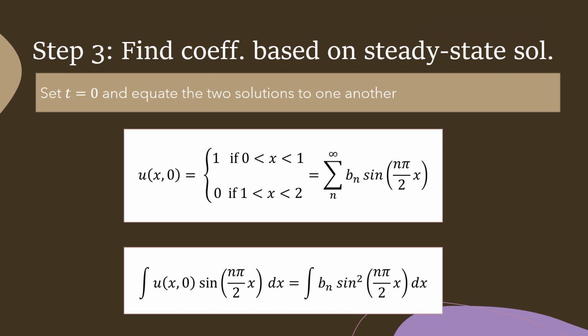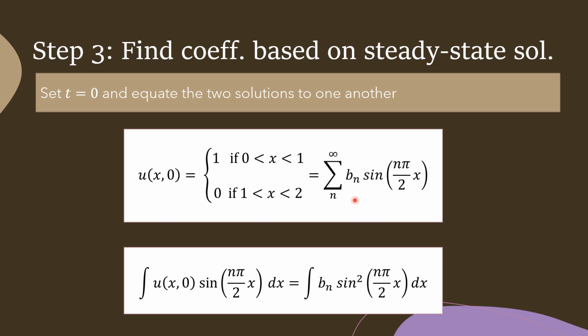In order to find Bn, we will first set my t equal to 0, and then we are going to equate both solutions that we got, from the steady state and the case where it fulfills the heat flow equation. Here my steady state solution is given by this term here. From 0 to 1 I have 1, and from 1 to 2 this is going to be equal to 0.